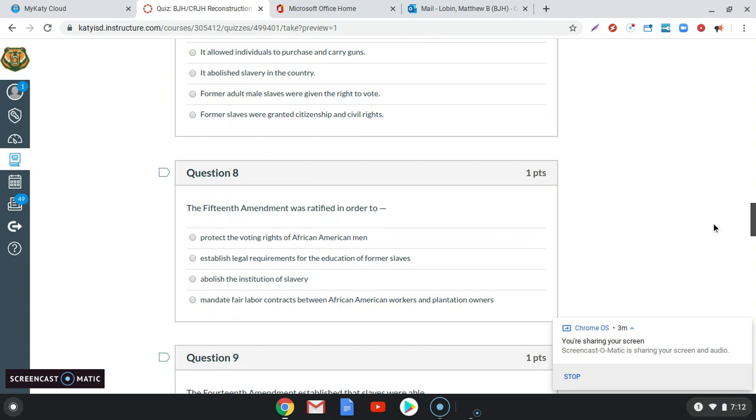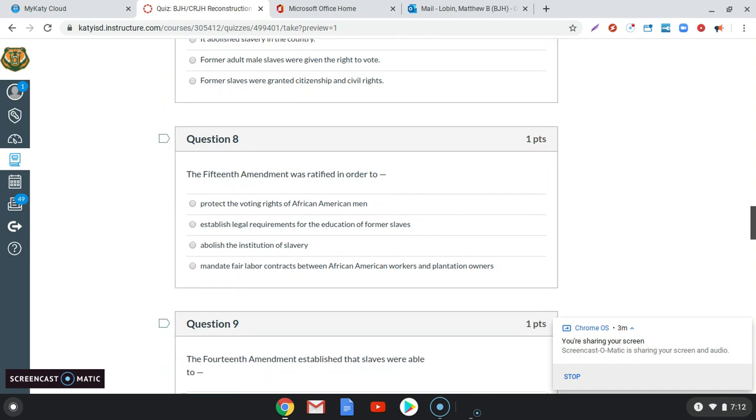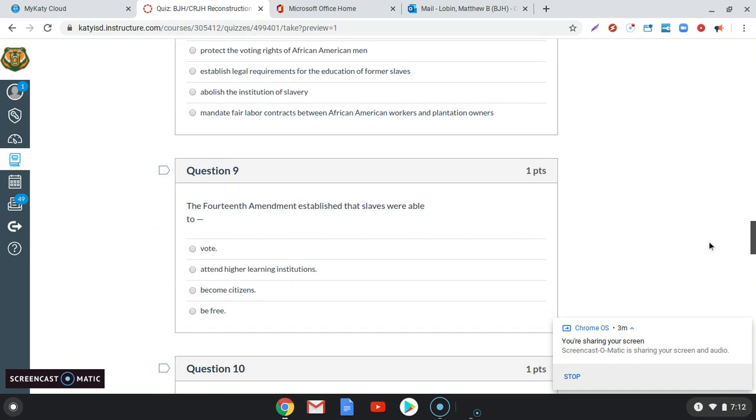Question 8. The 15th Amendment was ratified in order to protect the voting rights of African American men, establish legal requirements for the education of former slaves, abolish the institution of slavery, mandate fair labor contracts between African American workers and plantation owners. Question 9. The 14th Amendment established that slaves were able to vote, attend higher learning institutions, become citizens, be free.